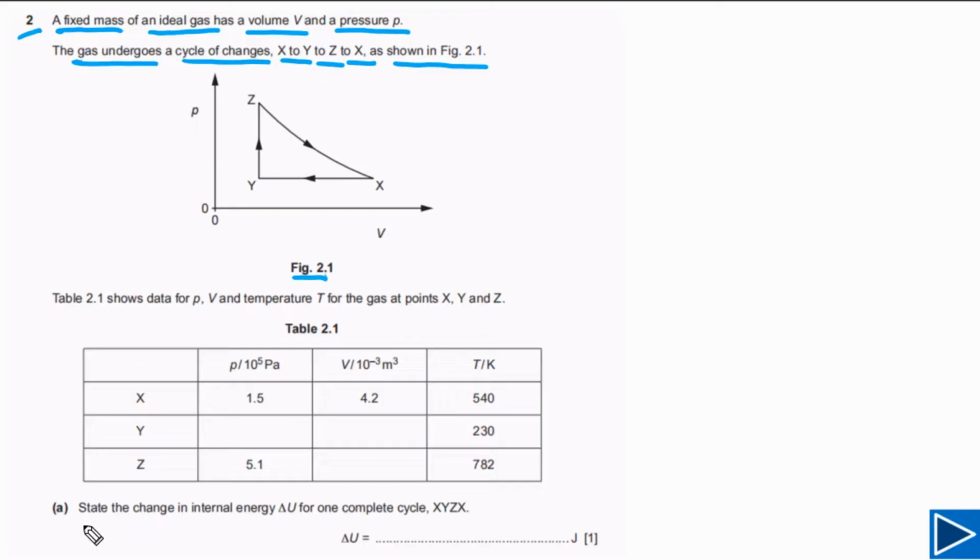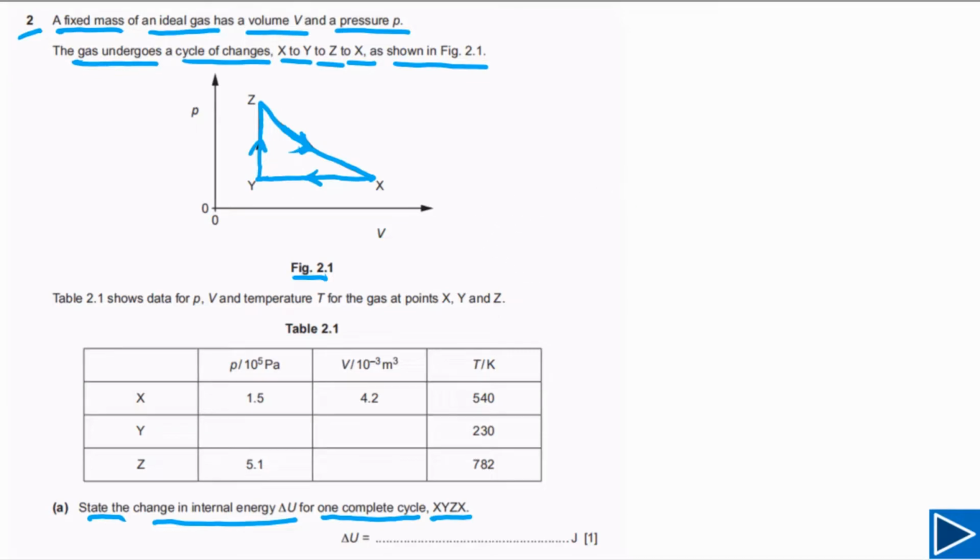The question is asking us, for part A, we need to state the change in internal energy delta U for one complete cycle x, y, z, x. It means for the gas, if this is the complete cycle from x to y, then from y to z, and finally from z to x, if this is a complete cycle for a gas, we need to state what is the change in internal energy.